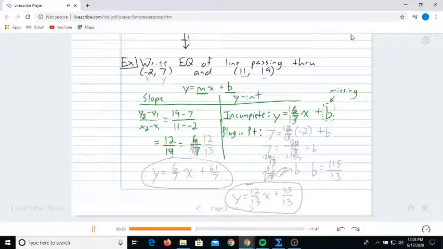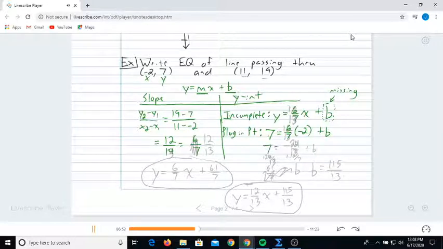Now it doesn't matter which point you pick. You can pick the first or the second. I'm going to go ahead and pick the first. Just be careful to not mix up your x and y. So we know the y-coordinate is 7 when the x-coordinate is negative 2. We now have a singular equation with a singular unknown value. We can solve that. We are in the game. So let's go ahead and solve this real quick.